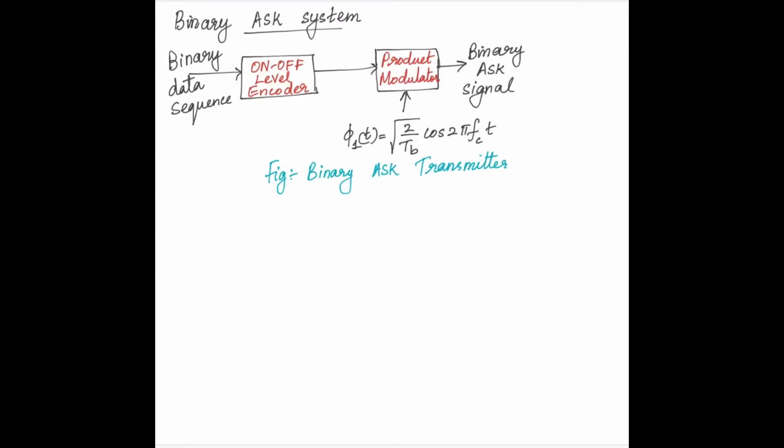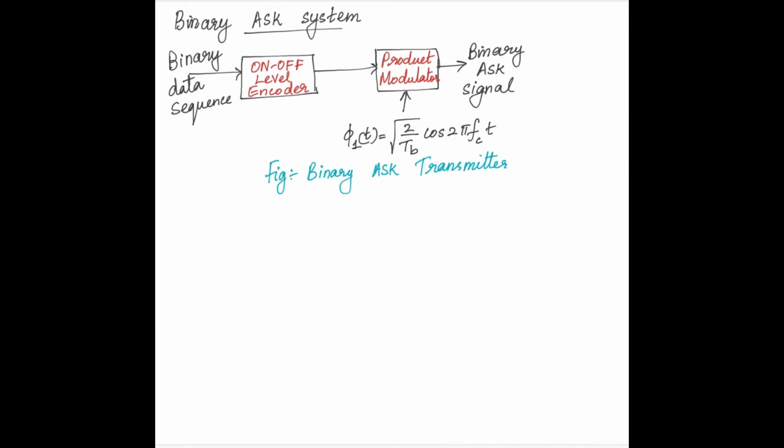Dear students, this video discusses the binary ASK system. ASK stands for amplitude shift keying. Basically, amplitude shift keying is a technique where the amplitude of the carrier is varied in accordance with the modulating signal. When symbol 0 is transmitted, there will be no signal, and when symbol 1 is transmitted, you will have a signal that is being transmitted.